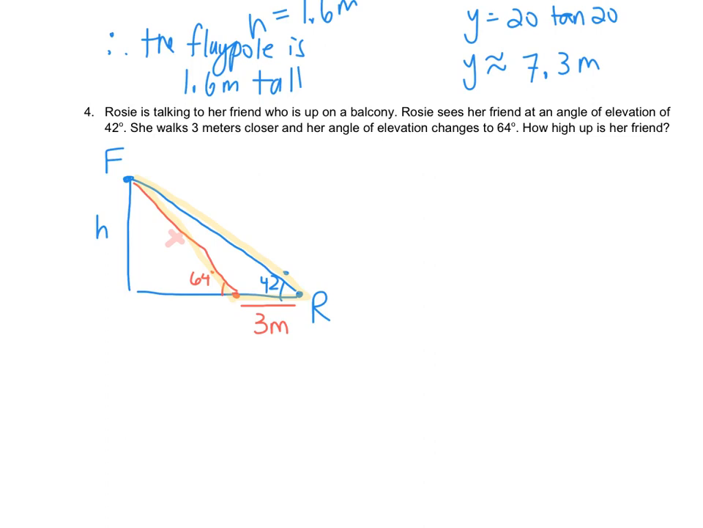Now, X is opposite to the 42 degrees, so that would be a pair, and I don't have any other angles, but I can solve for them. So I have an angle that is supplementary to 64, so if I do 180 subtract 64, I get 116 degrees. Then I can find the third missing angle by doing 180 subtract 116 subtract 42, and you get 22 degrees. So this 22 degrees is opposite the 3 meters, so that's a full pair there. And then the 42 matches up with the X, so this should be our sine law.